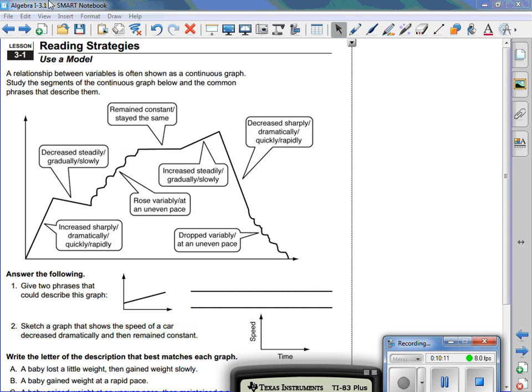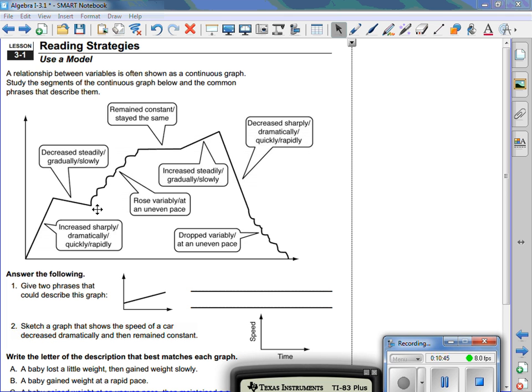On this page, instead of going over example after example after example, it takes it and breaks it down into different pieces. If you see a graph that looks like this, it means something increased sharply, dramatically, quickly, rapidly. Those are your key words. Decrease, steadily, gradually, slowly. You see these little bumps that look something similar to this.